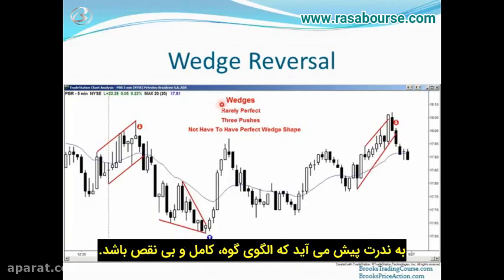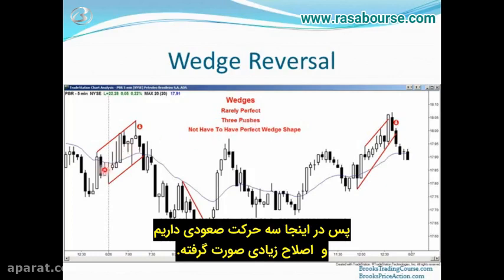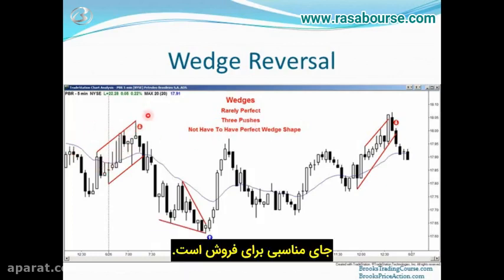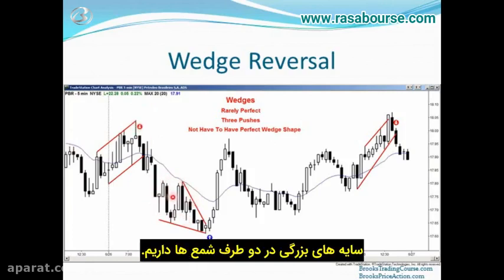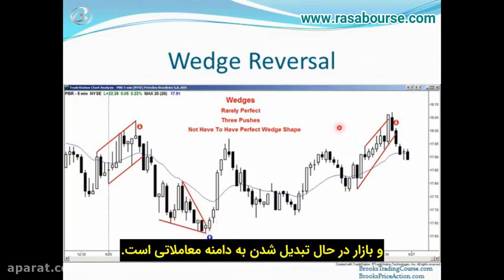Wedges are rarely perfect, and I call any 3-push pattern a wedge, even if it does not have a wedge shape. So we have 3 pushes up here, a lot of trading range behavior, a reasonable short. Again, lots of trading range behavior, lots of buying pressure, very two-sided, prominent tails. So probably a wedge bottom in a trading range. The market continued to grow into a trading range.